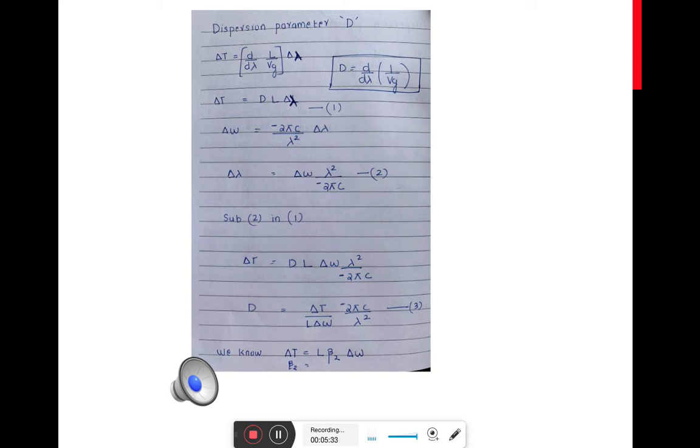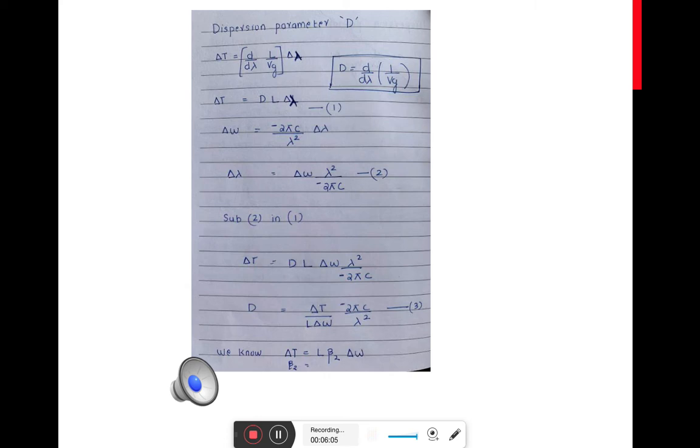From that we can derive the expression for delta lambda. Delta lambda is equal to delta omega lambda square by minus 2 pi c. Substitute 2 in 1, then we get delta t is equal to D L into delta omega into lambda square by 2 pi c. So rearranging, we get D is equal to delta t by L delta omega into minus 2 pi c by lambda square. We know delta t is equal to L beta 2 delta omega.